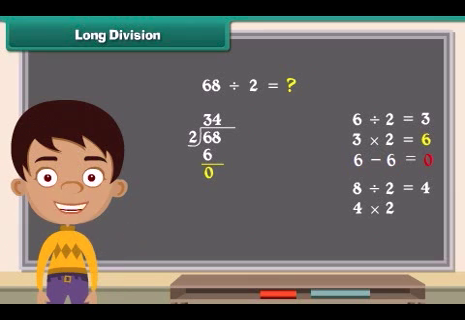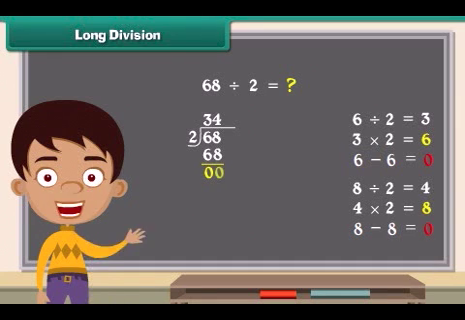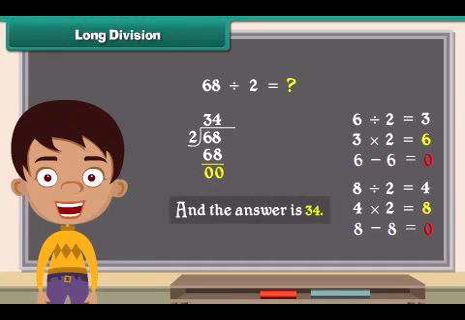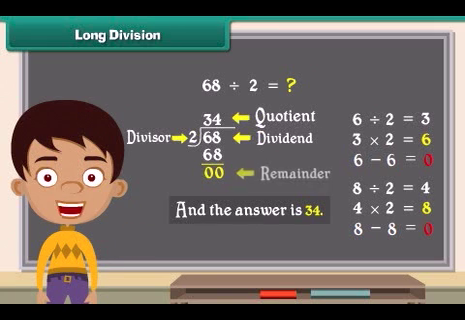Multiply the 4 and the 2 and put the answer right under the 8. Do the subtraction. That is, 8 minus 8 is equal to 0. We ended with a 0 at the bottom, and the answer is 34. Here 68 is the dividend, 2 is the divisor, 34 is the quotient, and the remainder is 0.